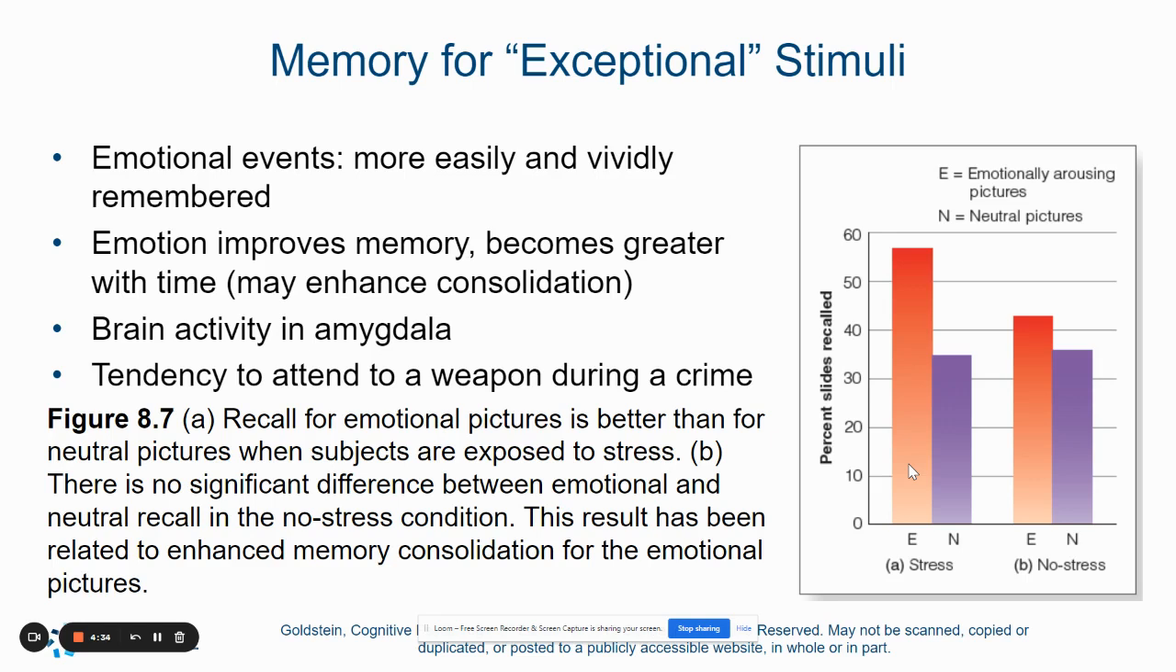Emotional events can also be more easily and vividly remembered because they're emotional to us. They stand out to us. Emotion helps improve our memory and becomes greater with time. This could also enhance our consolidation. Brain activity is active in the amygdala, which is our fight or flight system. And our tendency to attend to a weapon during a crime is also something that could cause an emotional event.